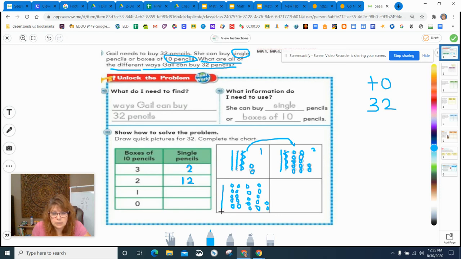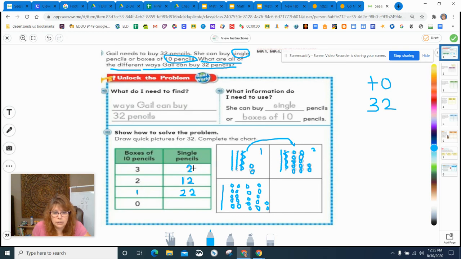So now what do I see in this picture? I see 1 ten, which is right here. And then I see there's 10 here. I don't even have to count them, because 10 and 10 more is 20, and then 21, 22. So I write 22. Now I want you to see, on this box right here, it's representing the boxes of 10 and the singles. I want you to see what's happening to the boxes of 10. It started with 3, but when I regrouped 1, it went to 2, and then it went to 1, and then it went to 0.